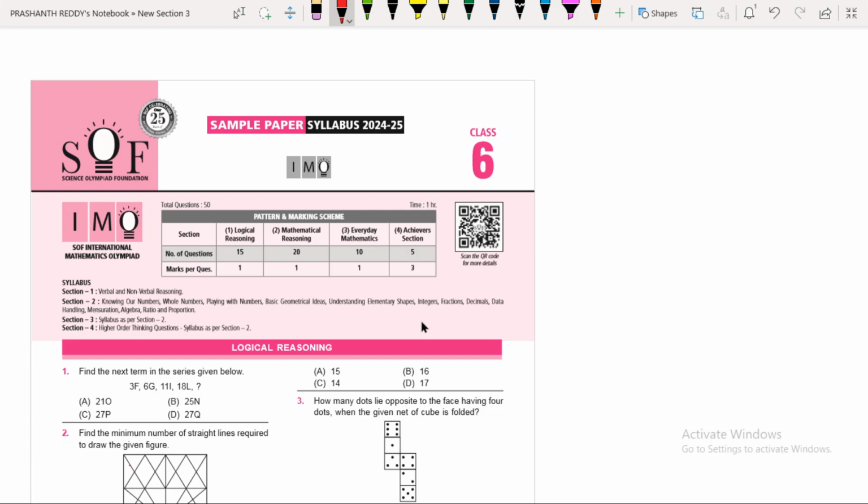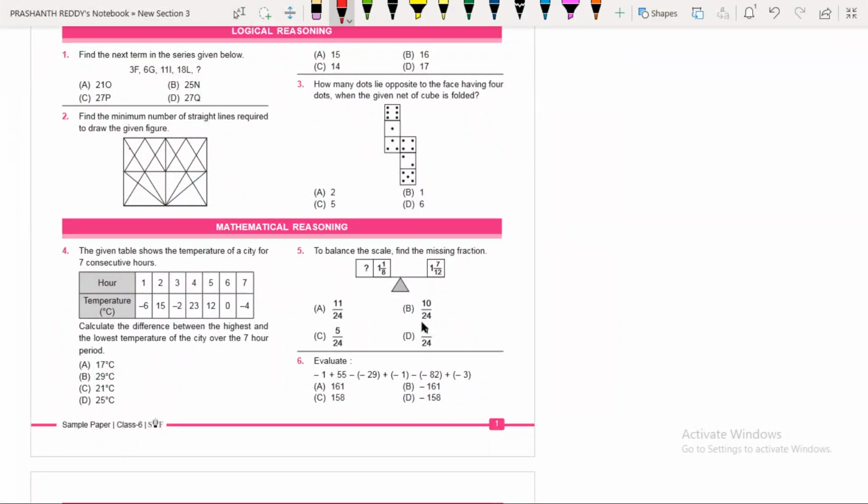Okay, now without wasting time, we are going to start the questions. Observe here, question number 1. What is the first question? Find the next number in the given series below. He asked to find out the next number. I am taking the question here once again. What is the given question? So here the given question is 3F, 6G, 11I and 18L.